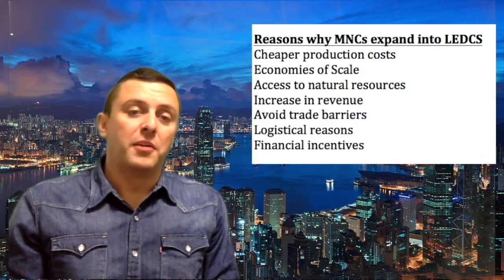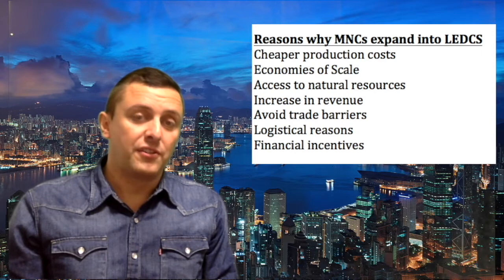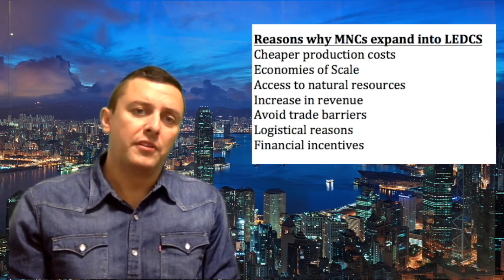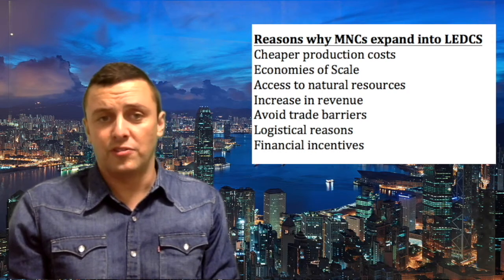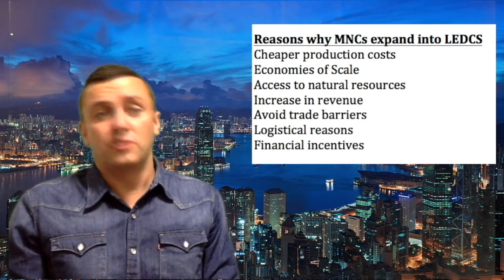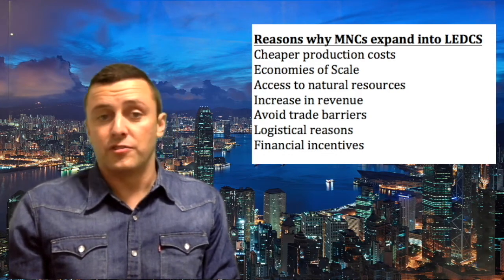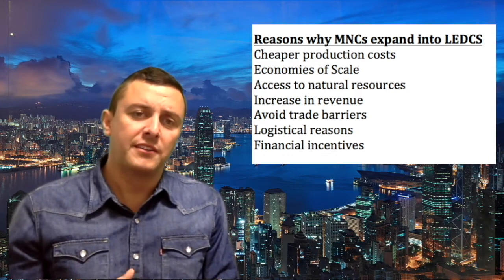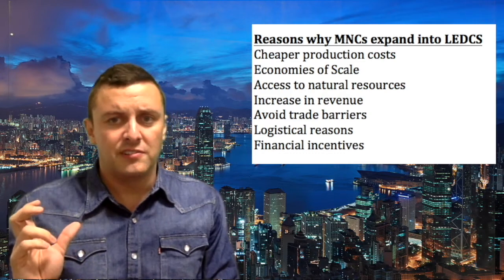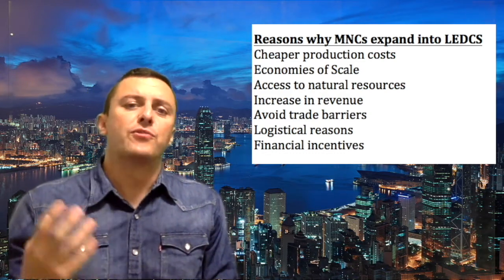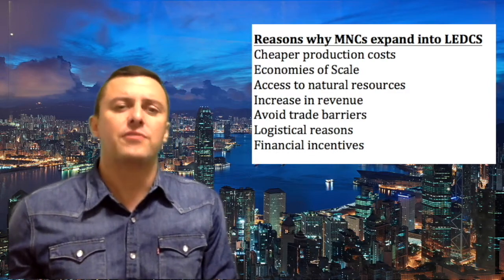Related to that is to avoid trade barriers, the next reason. So many multinational corporations will open production facilities and create goods in countries just to avoid the high tariffs imposed by other countries. For example, Volkswagen has production facilities in India and Indonesia precisely for that reason, to avoid the WTO tariffs on the European Union.